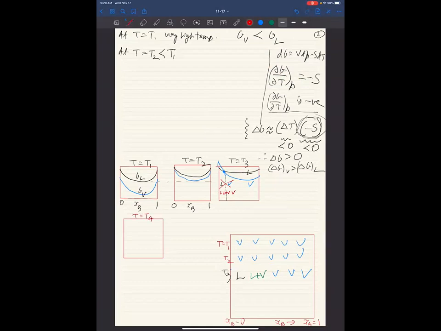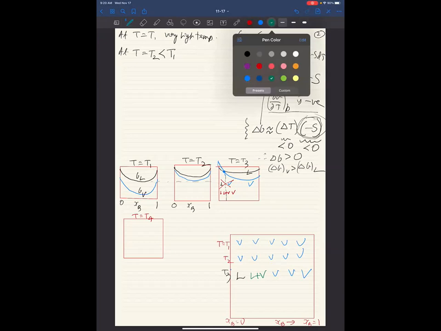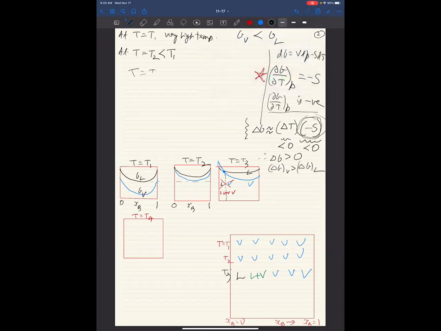So this is all quite applied, and really we are using only one equation in making all of this. That partial G by partial T at constant P is equal to minus S. Okay, that's the only equation we are using. And what we are doing here is T is equal to T3, less than T2, T4 less than T3, T5 less than T4. We are just decreasing the temperatures and going down more and more.